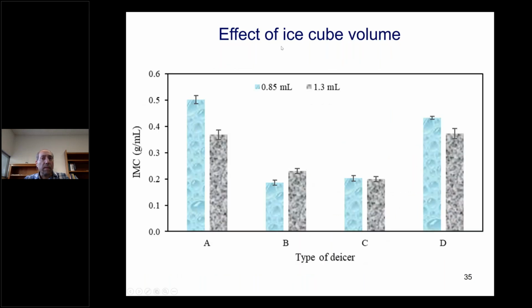So the other parameter was ice cube volume. What if we use, for instance, ice trays with lower capacity for each mold? In this case, we used 0.85 milliliter.